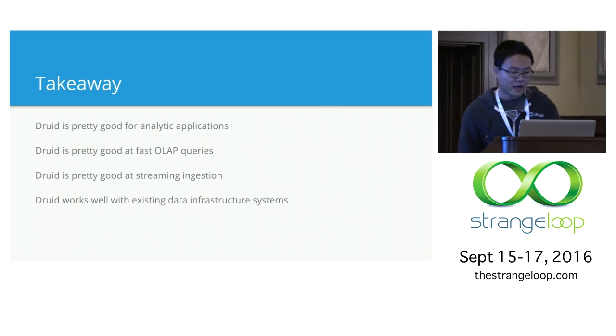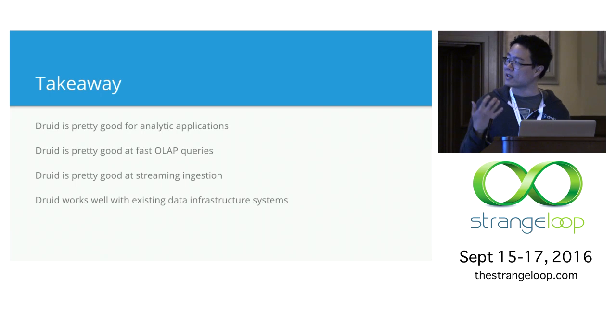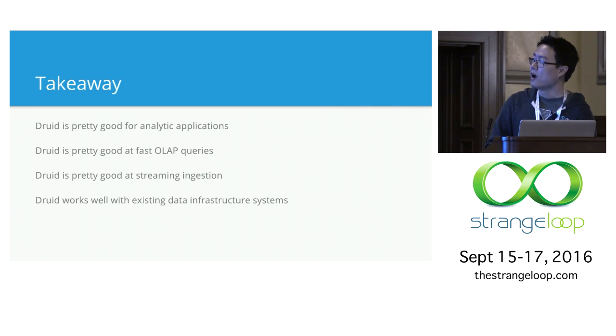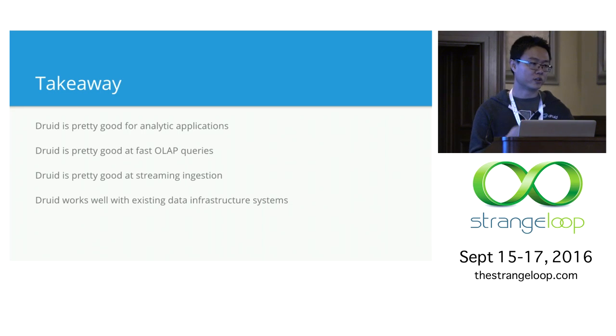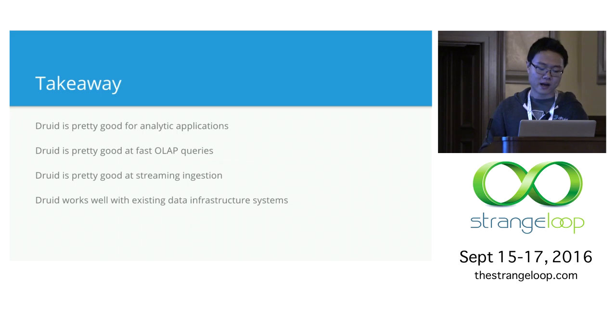Cool. So with that, I'd like to conclude my talk with some of the takeaways. I think Druid is pretty good for analytic applications. I think it's pretty good for OLAP queries, so if you want to filter or slice and dice and group data, it's a pretty good choice. I think it's pretty good at streaming ingestion. If you have a stream of event data that you want to load into a system, it has really nice properties around streams. And it also works very well with a lot of existing data infrastructure systems. So whatever you have in-house, Druid should work with it.